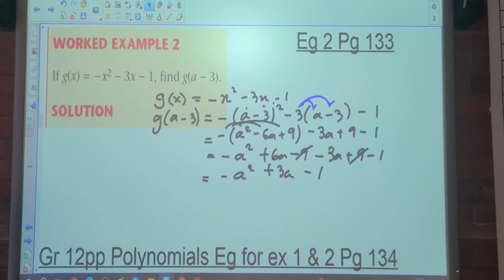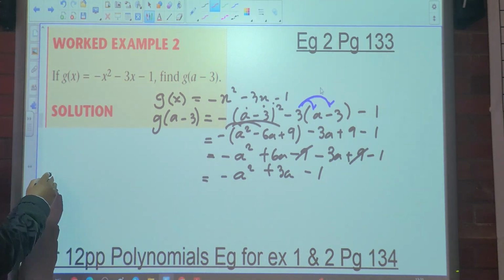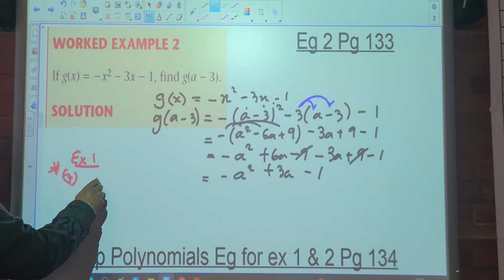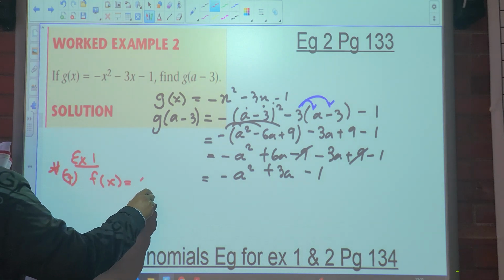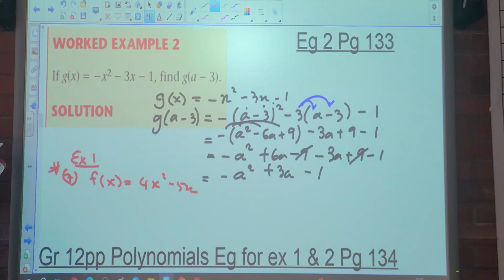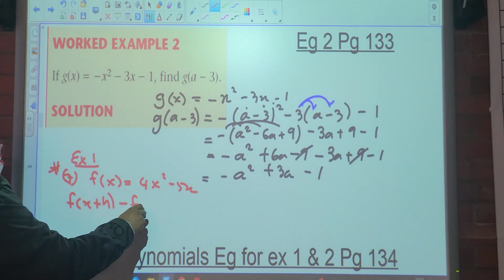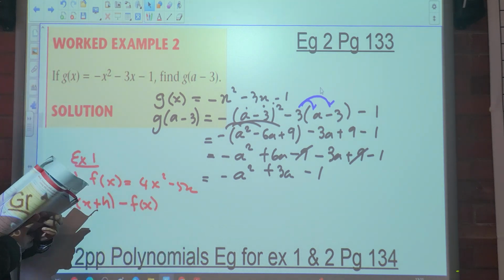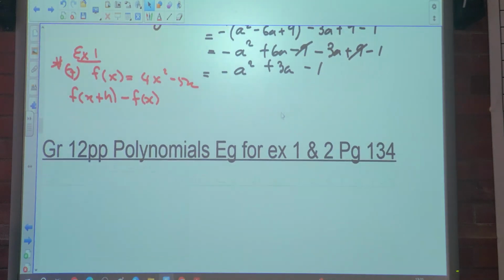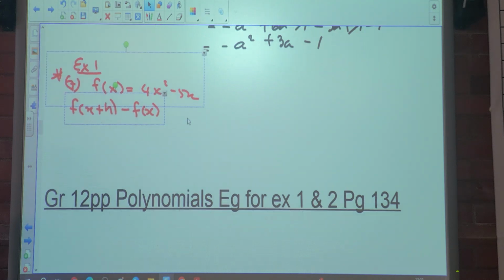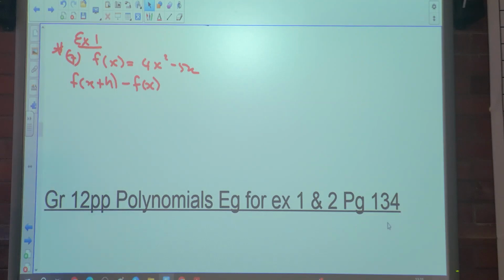Don't tell me the whole exercise. Yes? Quickly. 7. Okay, this is from exercise 1. Number 7 reads, we've got f of x equals 4x squared minus 5x. The question says find f of x plus h minus f of x. How can you have a problem with this one? But anyway, okay. Which page is this on? Oh, it's on page 134.